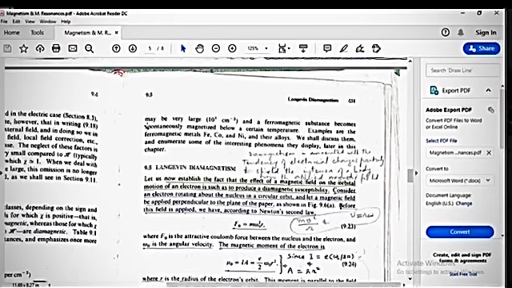Let us now establish the fact that the effect of a magnetic field on the orbital motion of an electron is such as to produce a diamagnetic susceptibility.